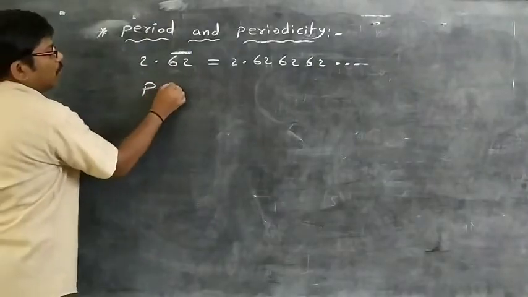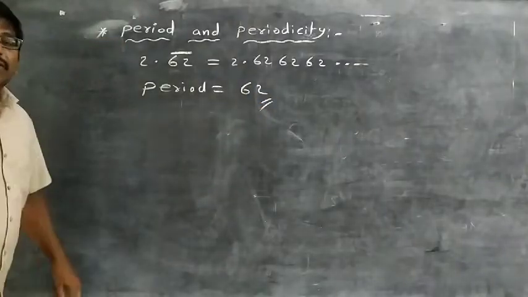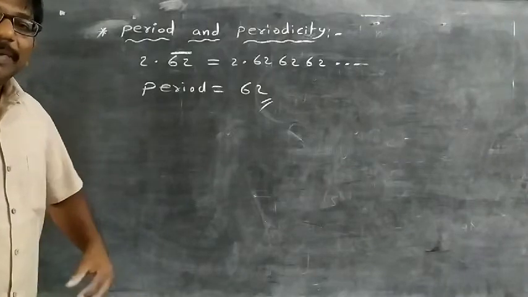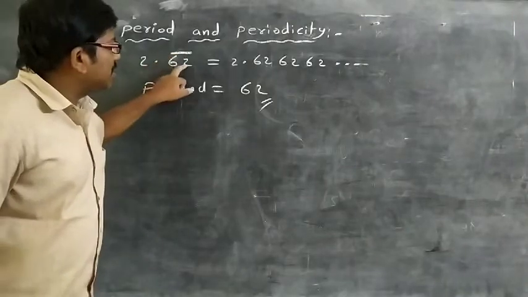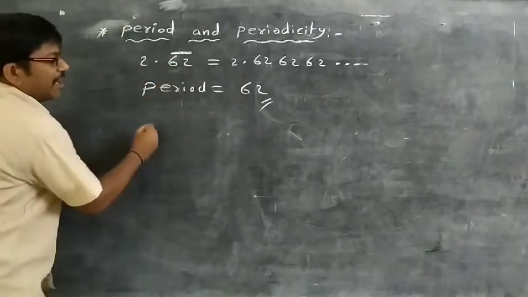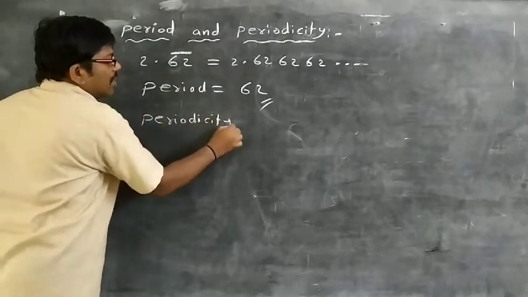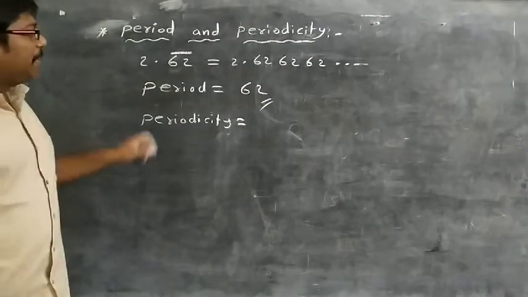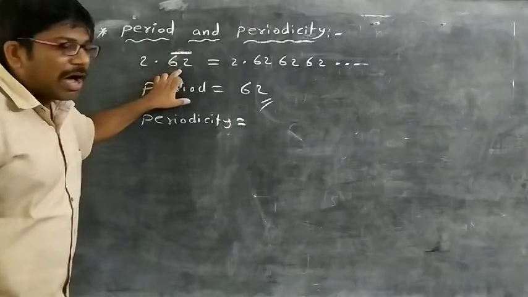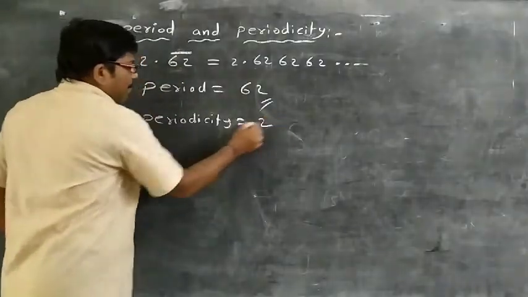Here period is equal to 62. Once again, listen. Period means, in a non-terminating repeating decimal, the repeating number under the bar is called the period. So what is periodicity? Periodicity means how many digits are there in the repeated number, the number of digits under the bar. 1, 2. 2 digits are there. So 2 is called periodicity.